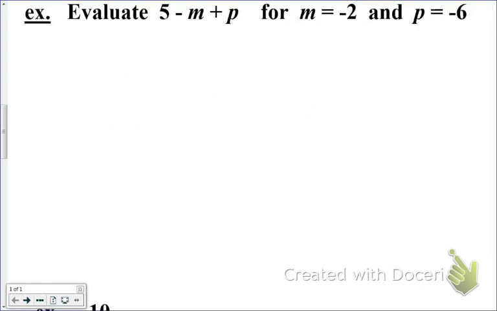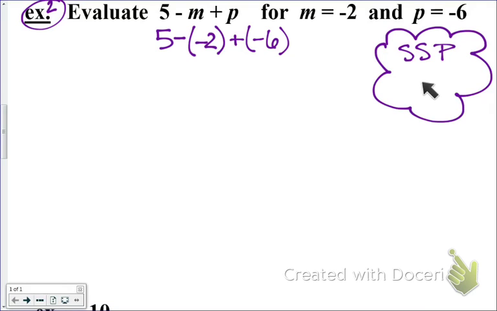Next example, let's write it down. So this is example 2. I'm going to try to get better about making sure I write down that it's the second example in case I want to go back to it. Let's evaluate 5 minus m plus p for m equaling negative 2 and p equaling negative 6. Just like last week, anytime I'm going to put in a number, I'm going to make sure I have parentheses around it. So it's going to be 5 minus negative 2 plus negative 6. A little thought means you don't have to write it down, but same sign positive, different signs negative.